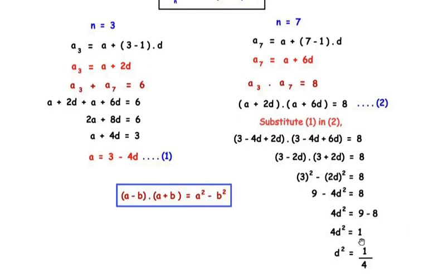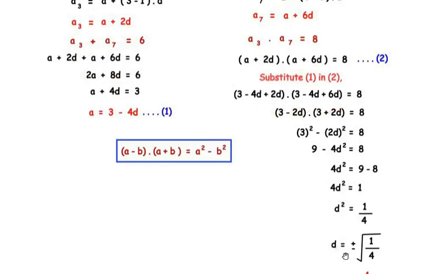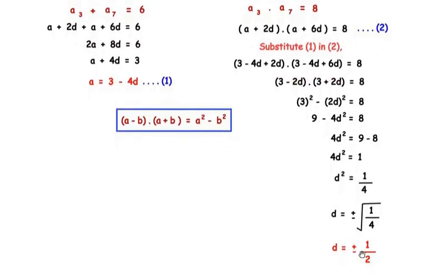Now taking 4 on the other side of equal to sign, we get D square is equal to 1 over 4. Now taking square on the other side of the equal to sign, it becomes square root. So D will be equal to plus or minus square root of 1 over 4, giving us the value of D as plus or minus 1 over 2.